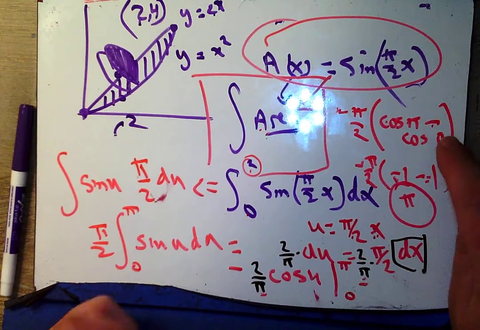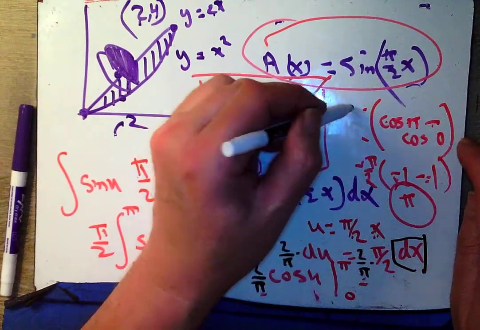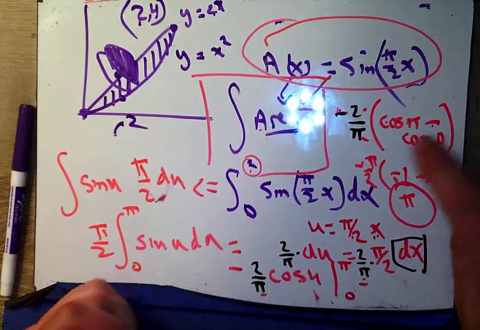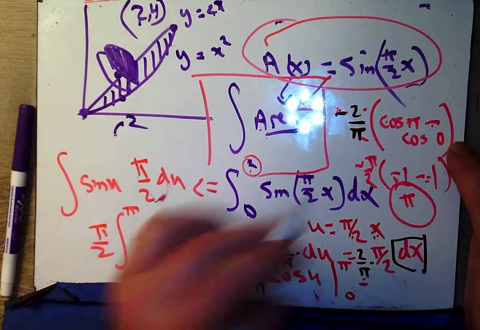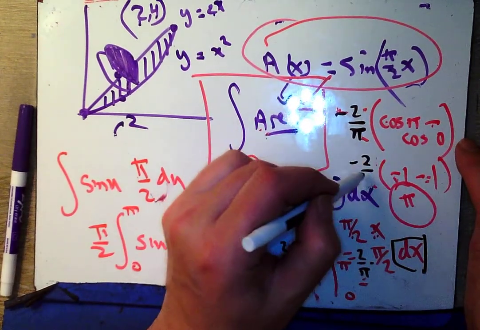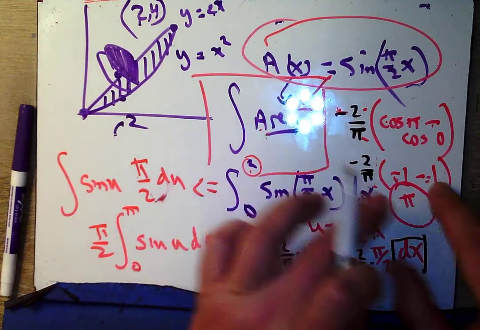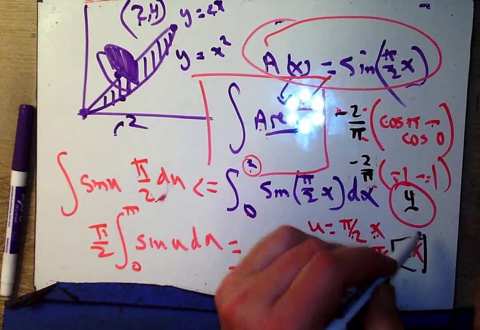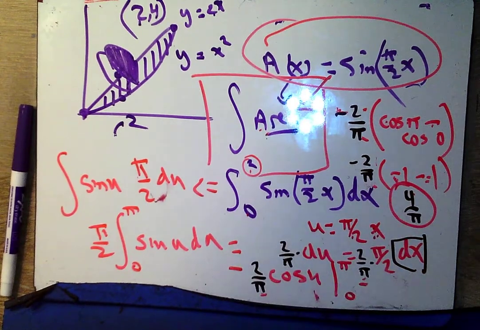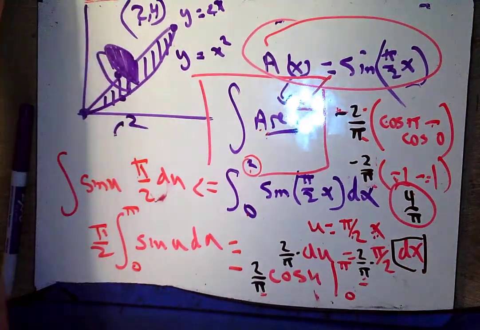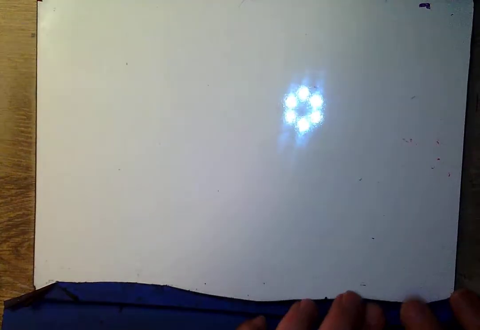Okay, and how does that change this? This is 2 over pi. This stuff is all still the same. It's 2 over pi. So this is minus 2 times minus 2, which is positive 4 over pi. Phew. Okay.